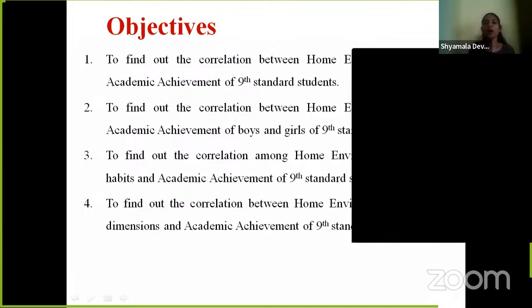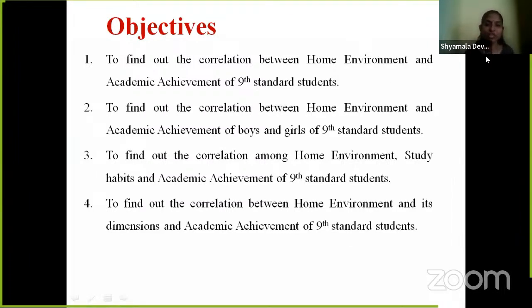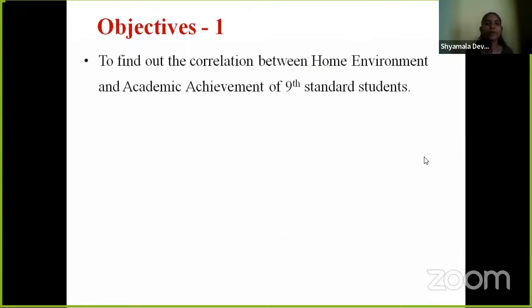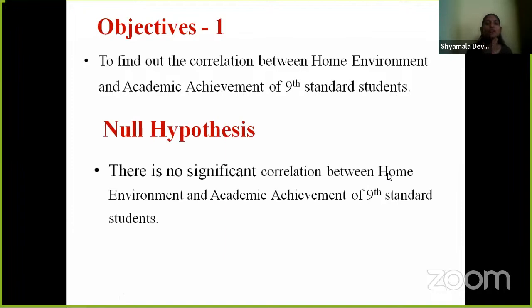Yes. So now, how to formulate the hypothesis for this objective? In the place of 'to find out', you have to substitute 'there is no', because we are going to formulate the null hypothesis, that is, non-directional hypothesis. So for the first objective, that is to find out the correlation between home environment and academic achievement of 9th standard students, the null hypothesis is there is no significant correlation between home environment and academic achievement of 9th standard students.